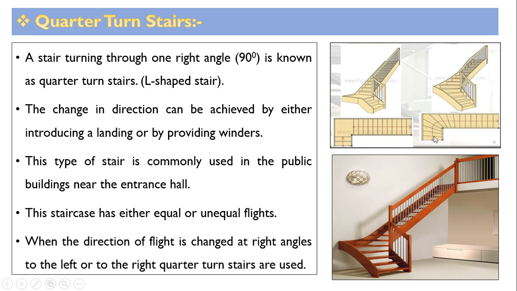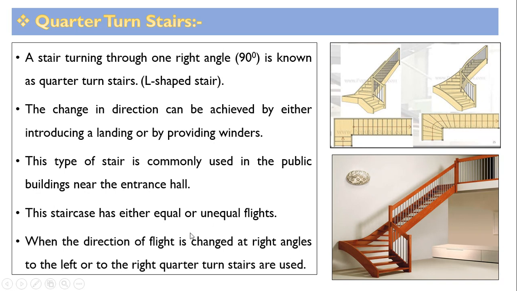So what is winder? Winders are nothing but triangular stairs. These are also called as tapered stairs. The tapered stairs are provided and these are called as winders. This type of stair is commonly used in the public building near the entrance. This staircase has either equal or unequal flights. It is having equal flights or sometimes unequal flights to reach from one floor to another. So here you can see this is first flight, second flight, and this is the third flight. Like this, it is divided.